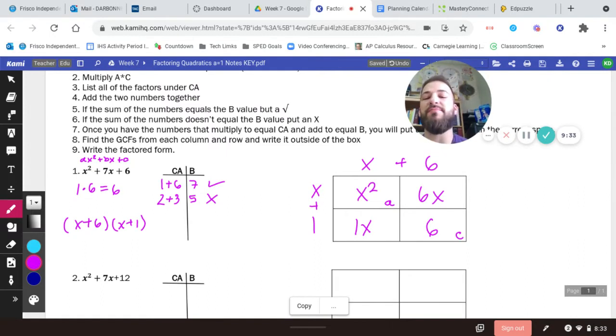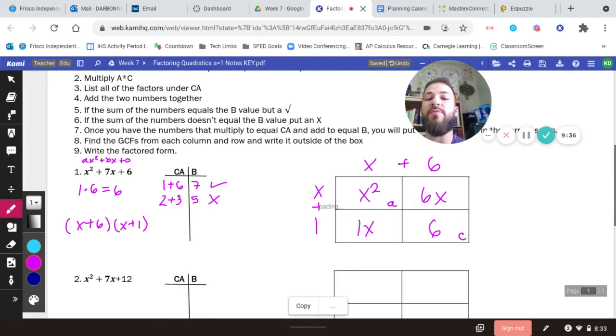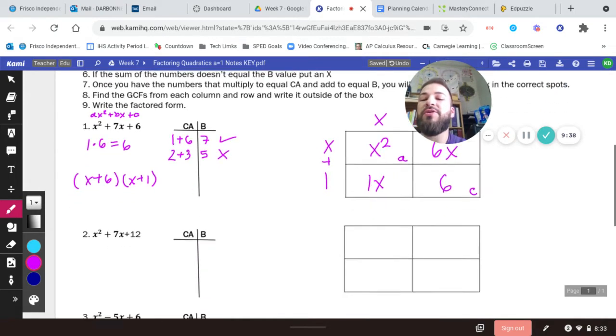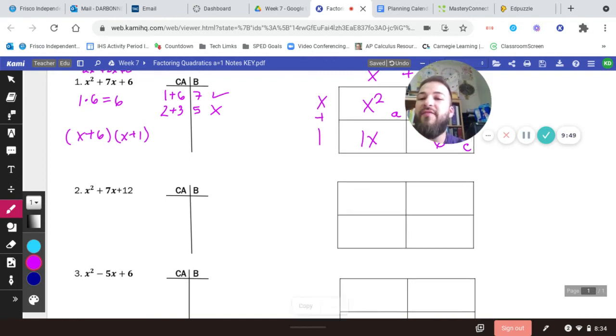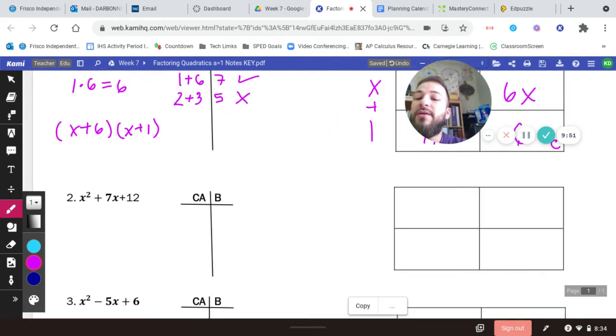It's a lot of kind of moving parts, but you're going to get better at them as we work through it. Okay, so let's look at another one, number 2. So we have x squared plus 7x plus 12. And y'all feel free to pause me and ask a question in class if you are confused about any of these steps. So once again, we have ax squared plus bx plus c. So a is 1, c is 12. So 1 times 12 is equal to 12. So then I want to write factors of 12. So we have 1 and 12. We have 2 and 6. And we have 3 and 4.